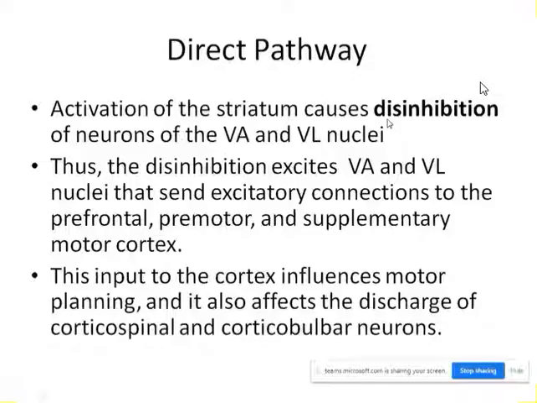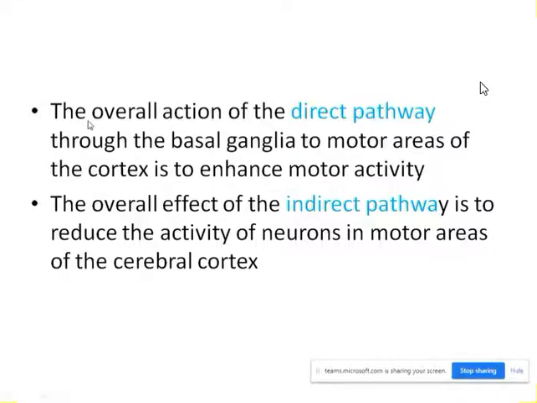The overall action, I have already told you, but I want to repeat it. The overall action of the direct pathway through the basal ganglia to the motor area of the cortex is to enhance the motor activity for planning and programming, and the overactivity of the indirect pathway is to reduce the activity of neurons in the motor areas of the cerebral cortex, so they will be balanced. Which one is taking the upper hand, the direct or indirect pathway? I'll discuss the Parkinson disease also, which pathway is more active, and why there are difficulties in initiation of movement in Parkinson disease, in the next class.